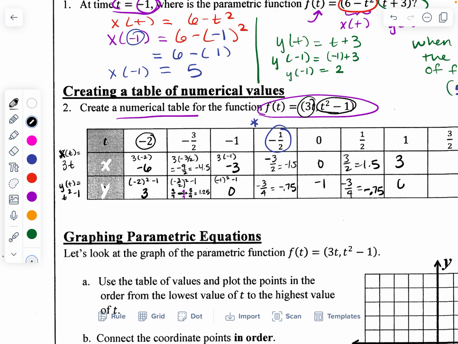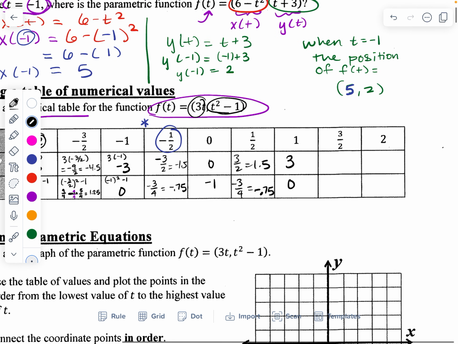At 1, it's 3 and 0. At 3/2, it's 9 over 2, which is 4.5, and 5/4, which is 1.25. And then last, when t is 2, x is 6, and y is 3.